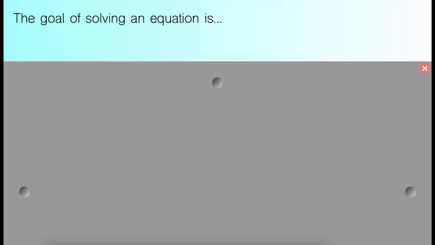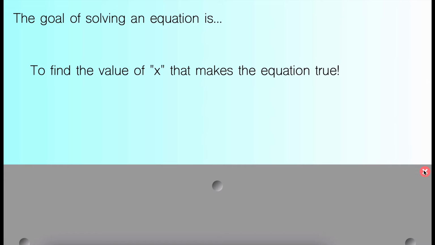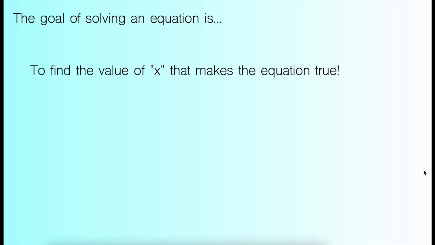We're talking about solving an equation. So I think the first question we should answer for ourselves is, what's the goal of when we solve an equation? What does that even mean? When you solve an equation, the goal is to find the value of x, or whatever variable you have, that makes the equation true. So for example, let's say you had an equation that said 3x plus 4 equals 52.